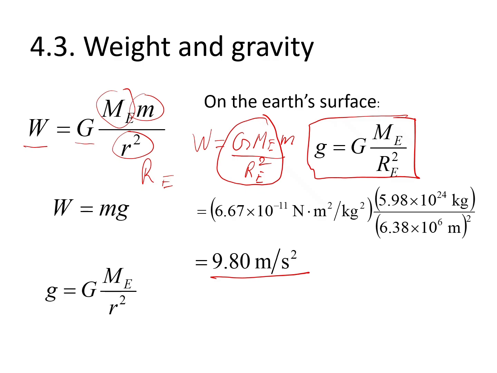This shows that W equals mg is not a separate law. It is the near Earth version of universal gravitation. This also helps explain the difference between mass and weight. Mass is a measure of how much matter an object has, and it does not depend on location. Weight is a force due to gravity, so it can change if g changes. For example, your mass would be the same on the moon, but your weight would be smaller because the moon's gravitational field is weaker.